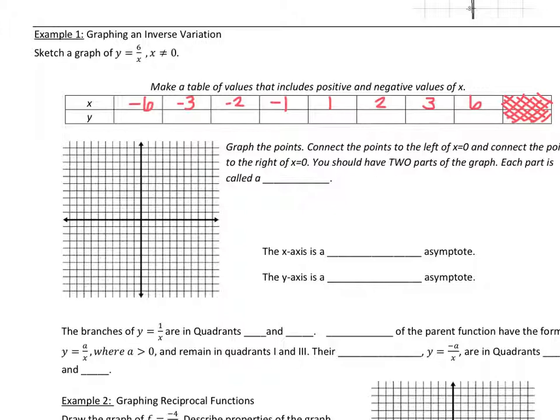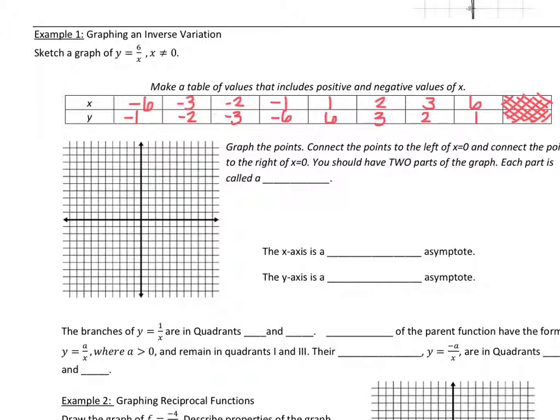So what is 6 divided by -6? -1. All right. 6 divided by -3. -2. 6 divided by -2. -3. 6 divided by -1. -6. Now, 6 divided by 1 is 6. 6 divided by 2 is 3. 6 divided by 3 is 2. 6 divided by 6 is 1.